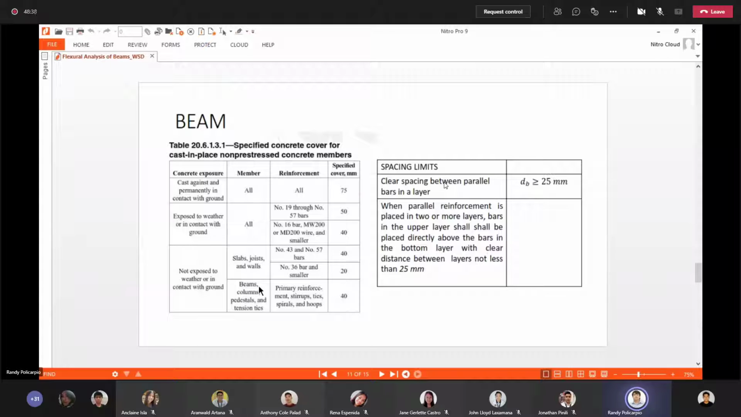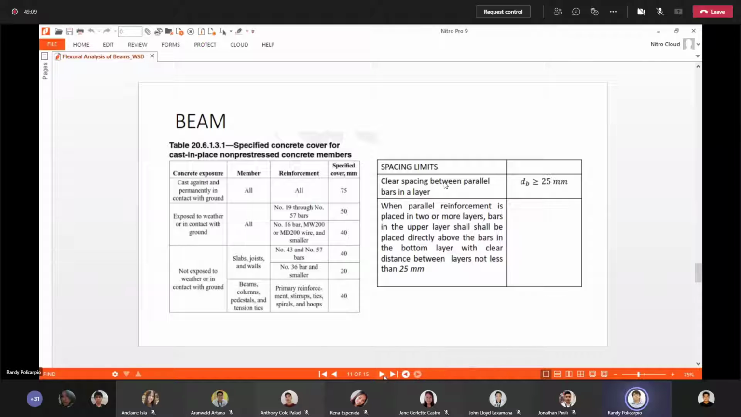Now, kapag yung member natin ay beams, columns, pedestal, tension ties, no? The concrete cover is 40. Okay? So, ang reference natin from the stirrup, magbuhat doon sa stirrup hanggang doon sa outer edge ng section mo, 40 millimeter yan. Similarly, ganun din dito sa mga to, no? Yung pinaka-reinforcement mo ang pinaka-basis mo.